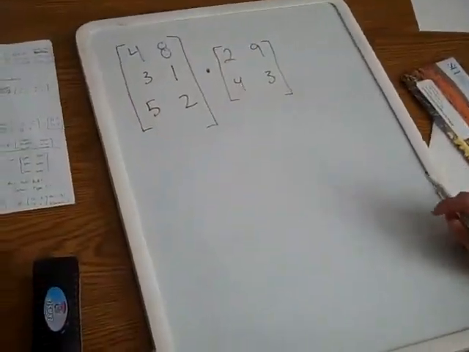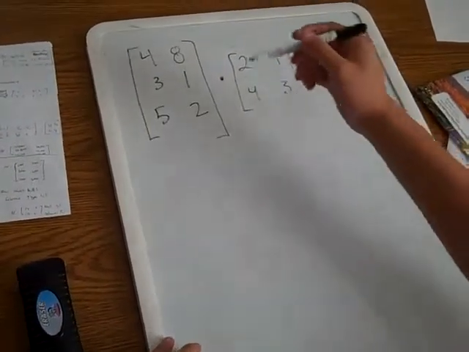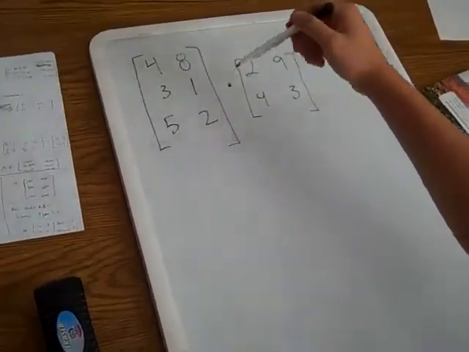Matrices are rectangular arrays of numbers. Now I'm going to show you how to add and subtract them. Okay, so first I'm going to show you the principles of the matrices. So here we have a 3 by 2 and a 2 by 2.